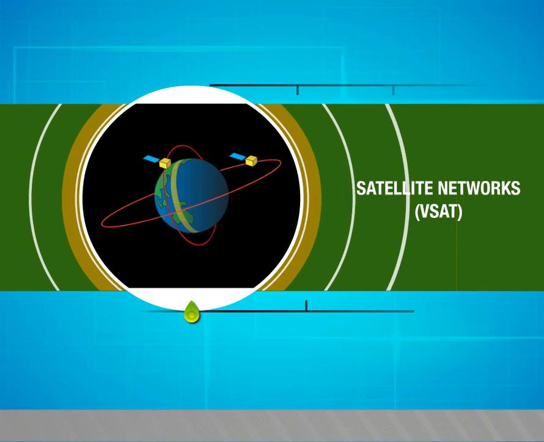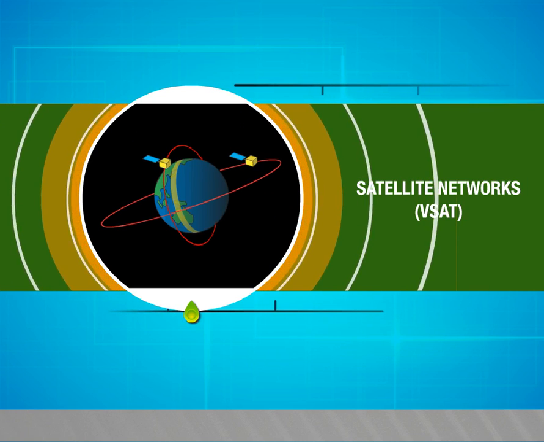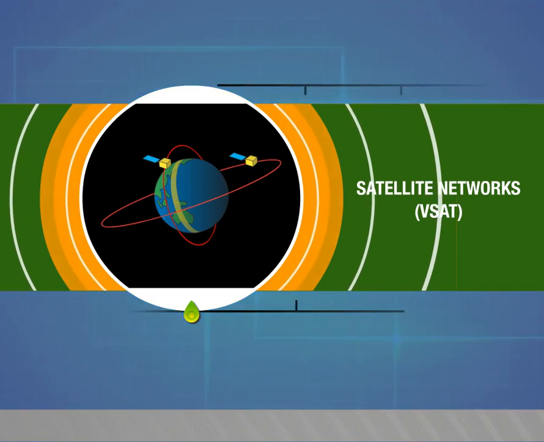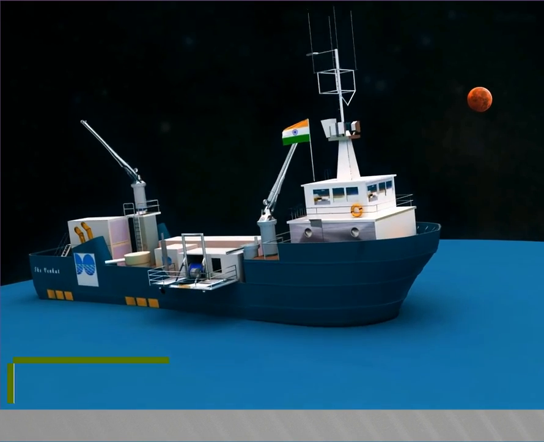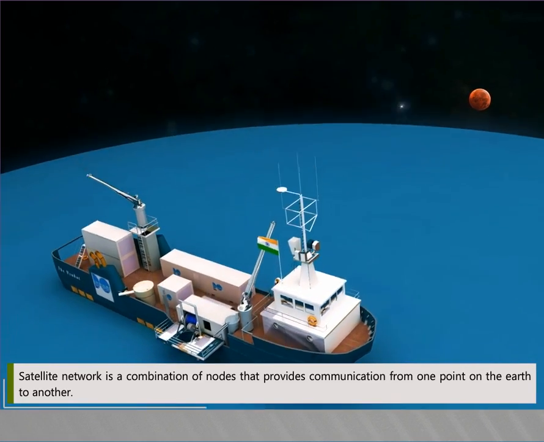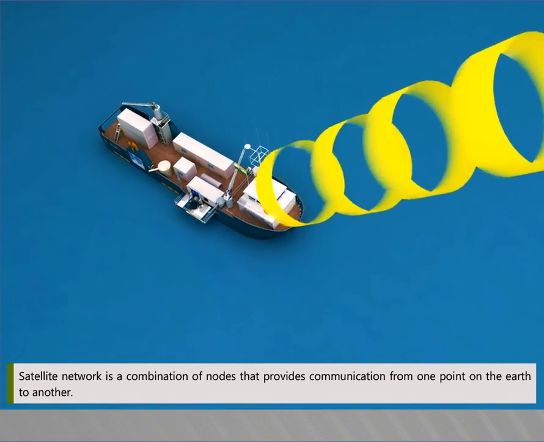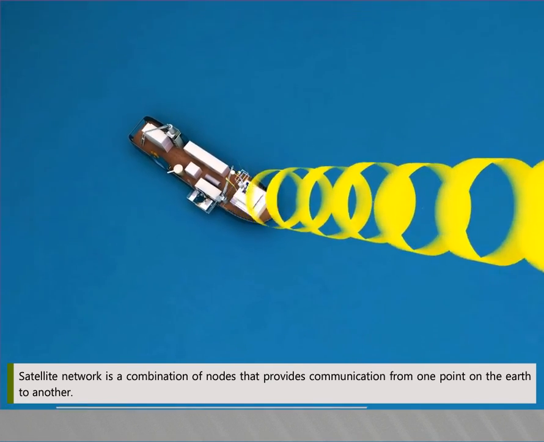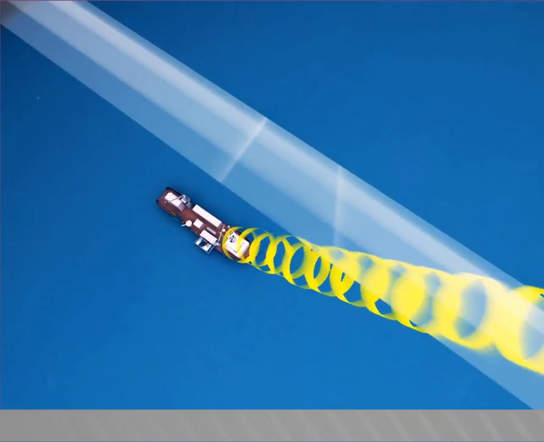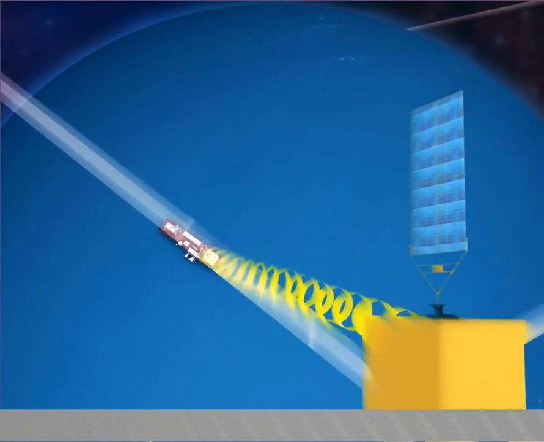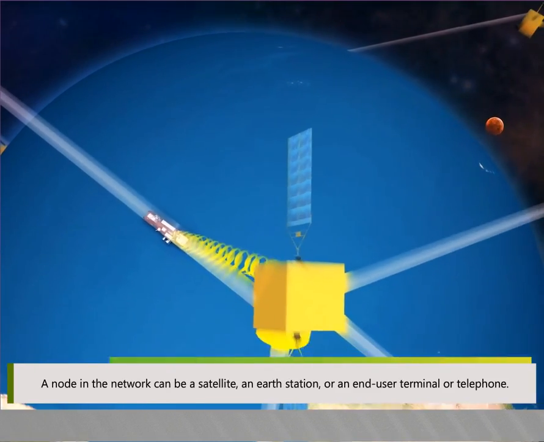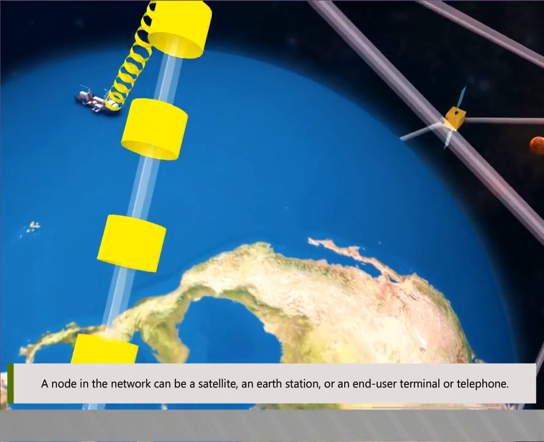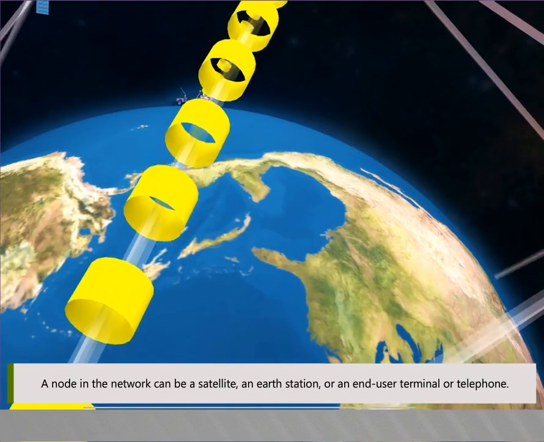Satellite networks, that is VSAT. In this video, we are going to see about satellite networks, that is VSAT. Satellite network is a combination of nodes that provides communication from one point on the Earth to another. A node in the network can be a satellite, an Earth station, or an end-user terminal or telephone.